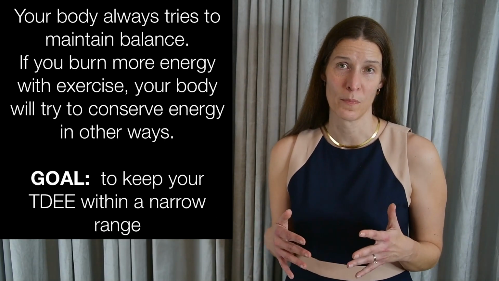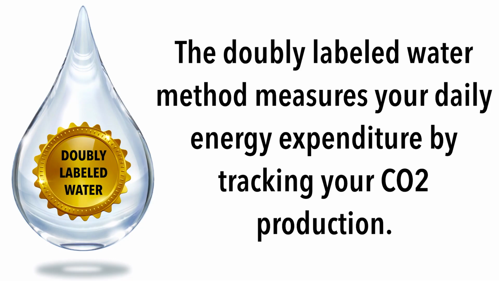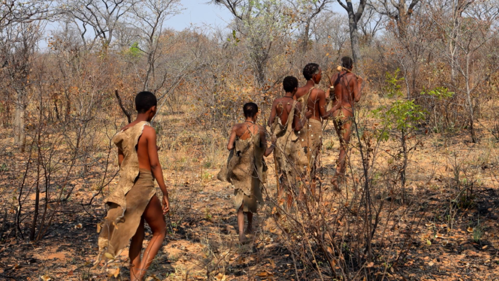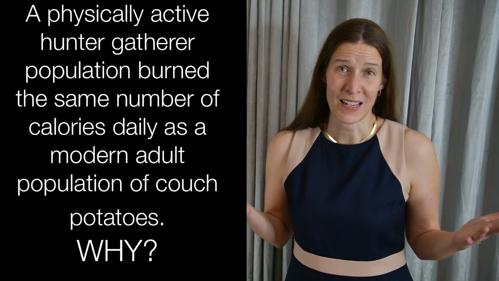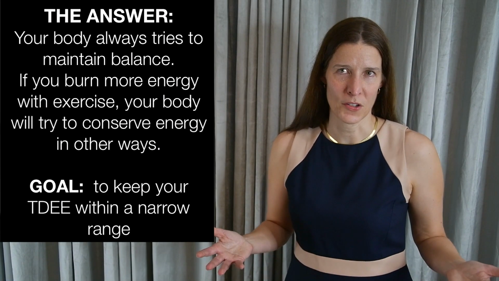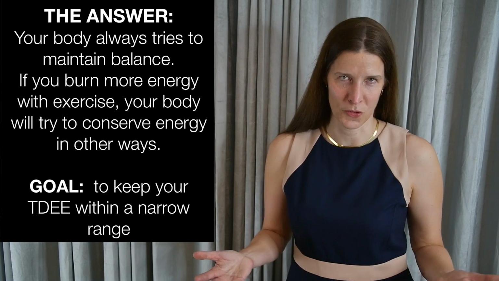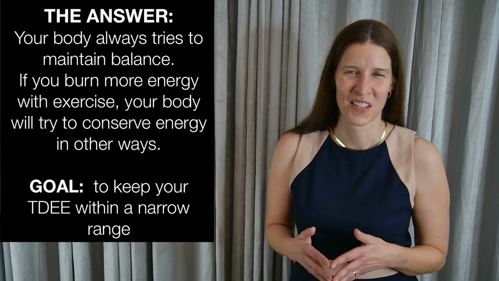For example, a recent study used the doubly labeled water method to estimate the daily energy expenditure of a highly physically active modern hunter-gatherer population and found that the daily energy expenditure for these very athletic individuals was exactly the same as that for more sedentary adults in industrialized populations like the US.